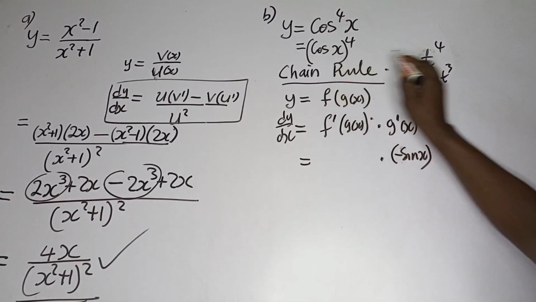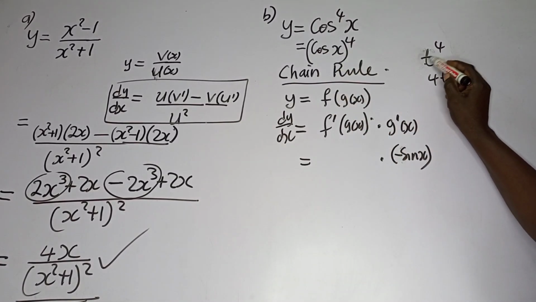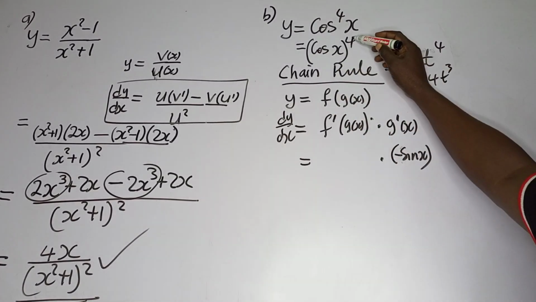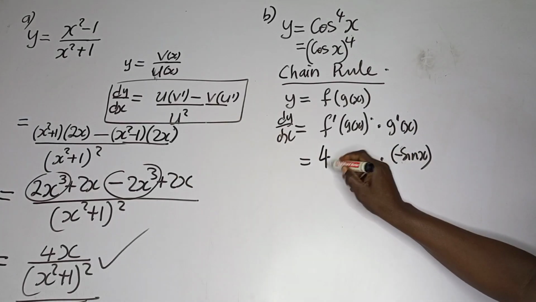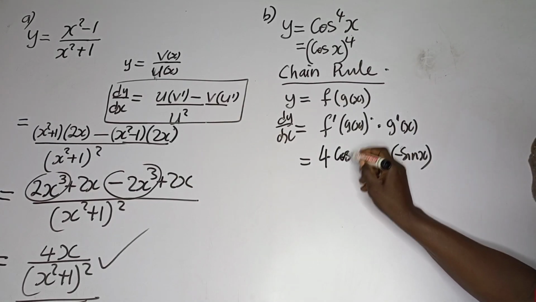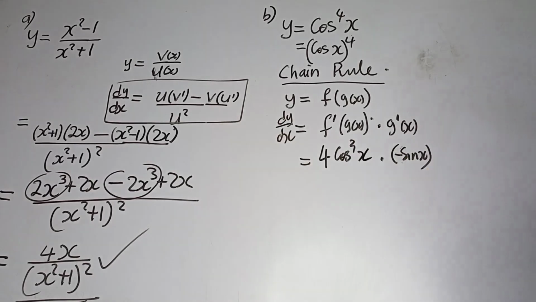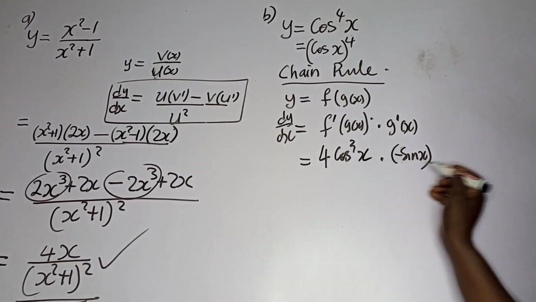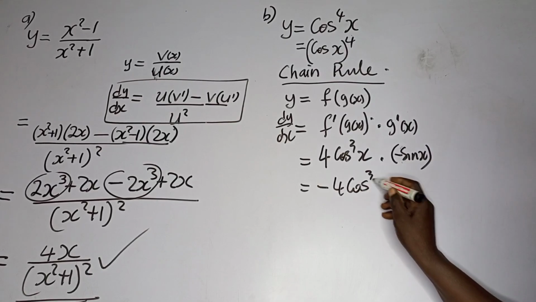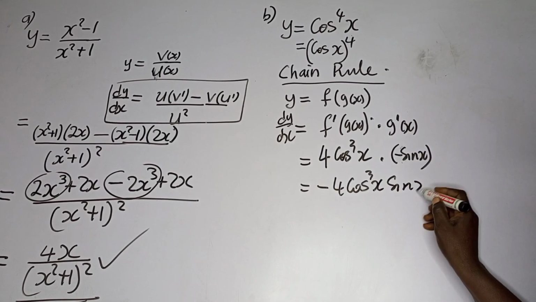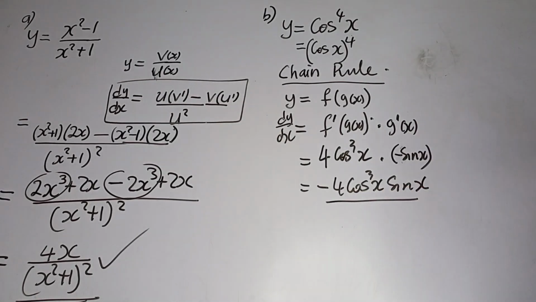So cos x here, we'll look at it as if it is t. That's the meaning of differentiating the outer function with respect to the inner. And so it will just be 4 cos cubed x. When we arrange everything, it gives us negative 4 cos cubed x sine x. Okay, that's method 1.